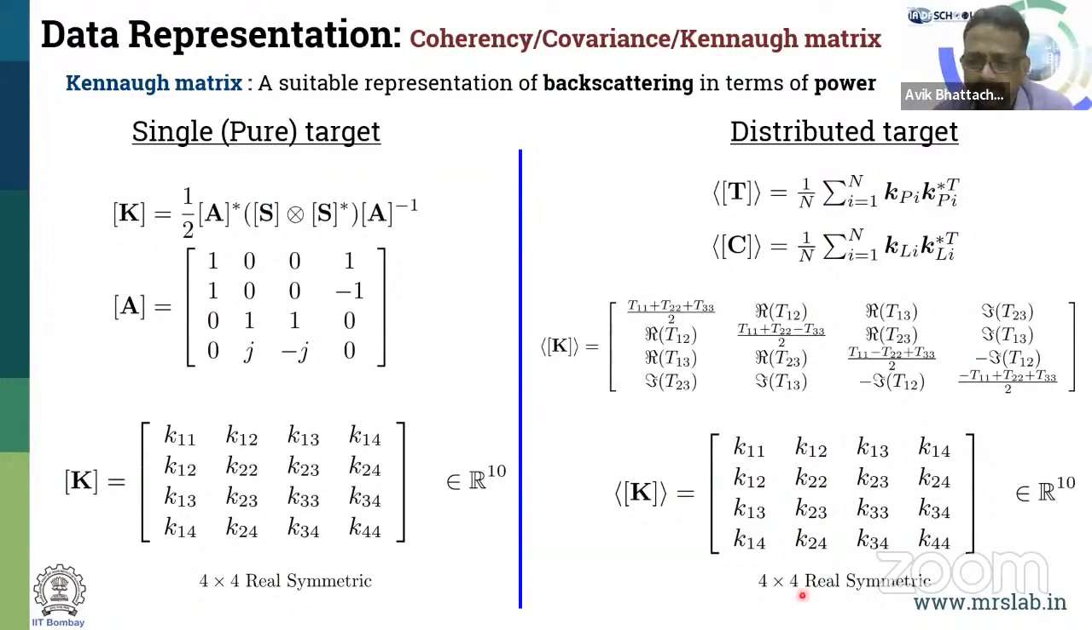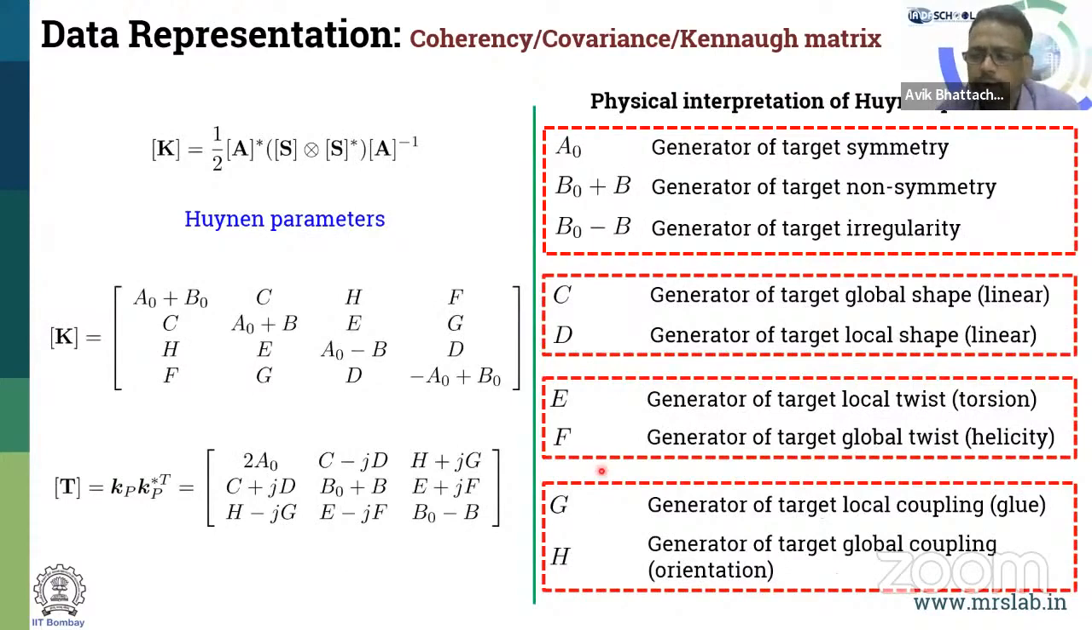Now, this is very useful in many applications. We'll see an example later on. And this was utilized by the work of Huynen in 1970, his seminal work of his PhD thesis, where he tried to give the information in terms of some physical properties of the target. So each element of this Kennaugh matrix is related physically to a target. So physical interpretation of these parameters is given, which actually was the starting point of radar polarimetry. And it is still used a lot in today's world.